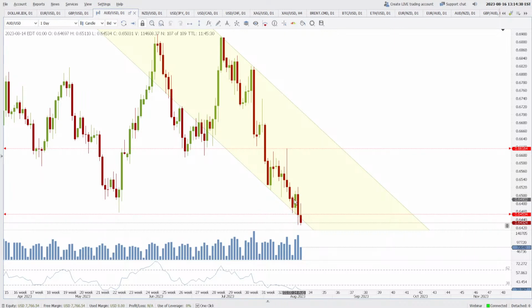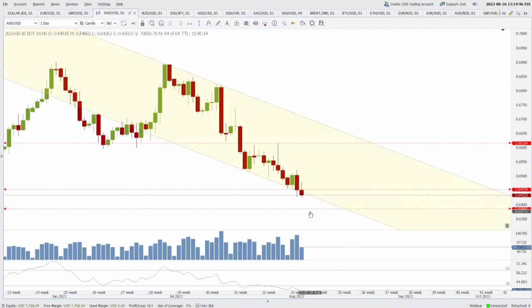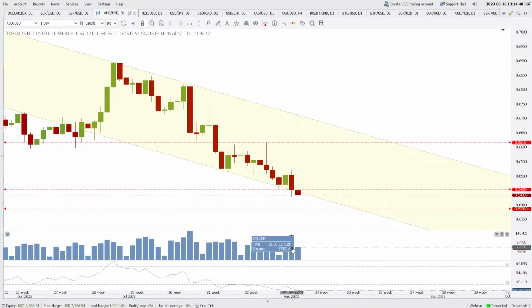Now, if the buyers are out of the market, which direction is the price most likely going to go? South. That's why we have 0.6386 as the next target. Also notice that yesterday's candle, that is a bearish engulfing, has occurred with a huge volume.